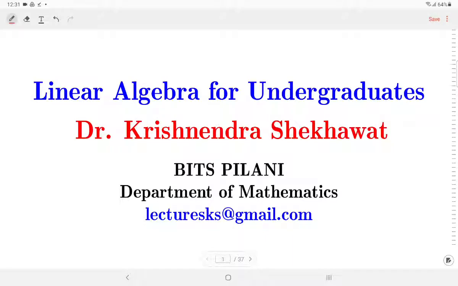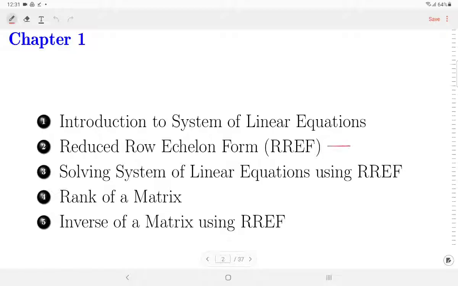Morning everyone. So in the last class we introduced the system of equations. Today we are going to talk about reduced row echelon form.